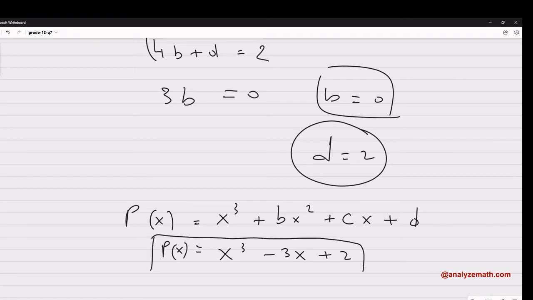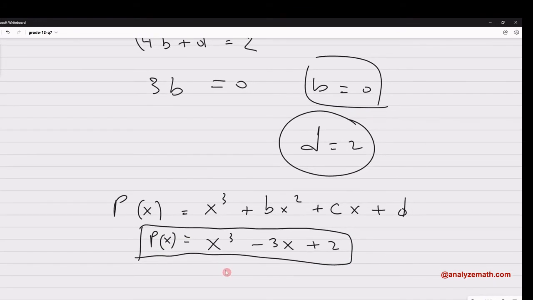We can easily check by dividing P of x by x plus 1 to find the remainder 4, and also dividing P of x by x minus 2 and finding the remainder 4. x minus 1 is a factor because P of 1, if you put 1 here, you get 0.